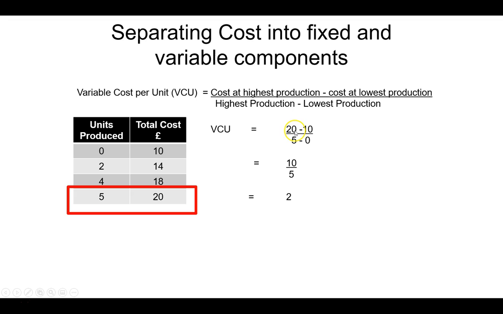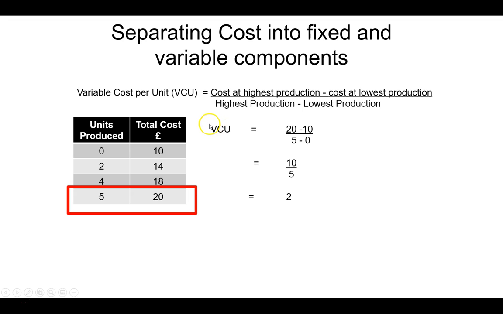So it's 20, which is the cost at the highest production. Highest production is based on your number of units produced. So highest production is 5 and the cost is £20. Lowest production is 0 and the cost is 10. So it's 20 take away 10, over the 5 take away 0. So you get 10 over 5, and when you divide, we get 2. So our variable cost per unit is £2.